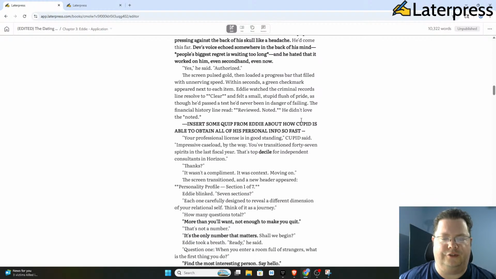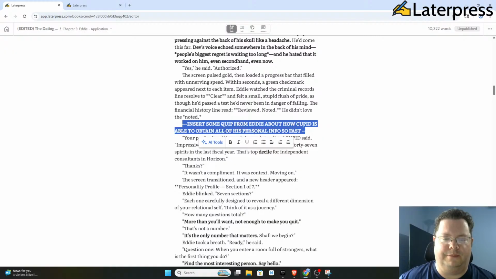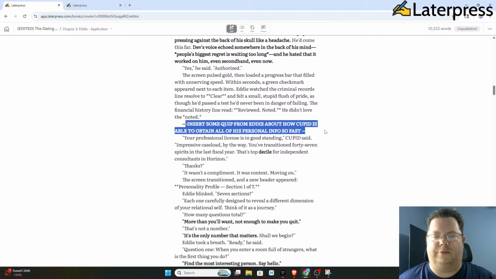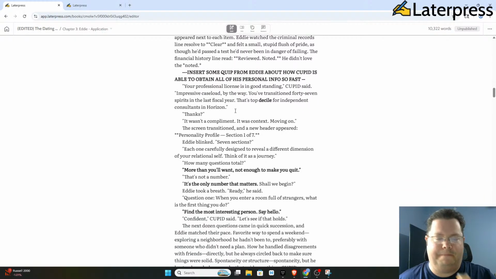Again, a note for myself: insert some quip from Eddie about how Cupid is able to obtain all his personal information so fast, because as part of the review process, the dating app can pull his social media history, his bank records, job details. It'd be like the FBI deciding they need to pull together a dossier on you and having all of your information in about 30 seconds. It's like that, but for a consumer dating app. And so that's why I think Eddie should have some sort of quip in there about that.